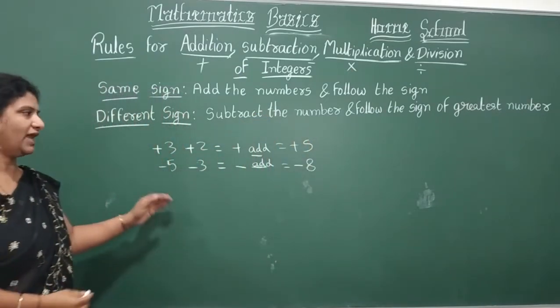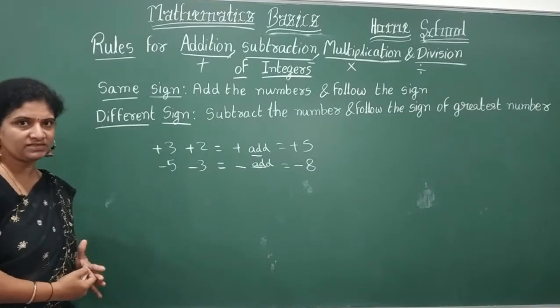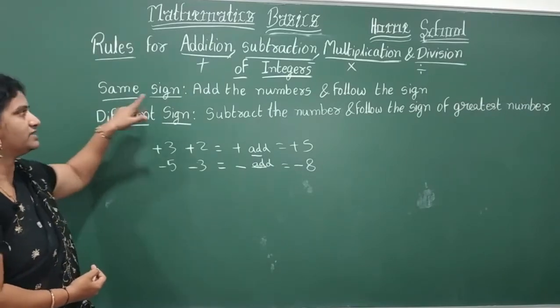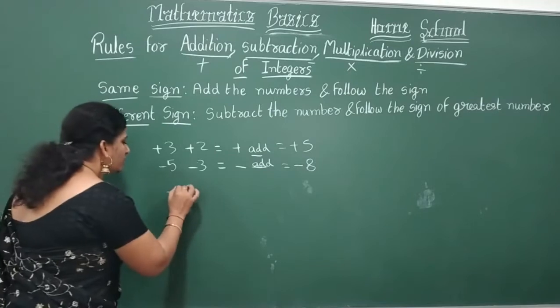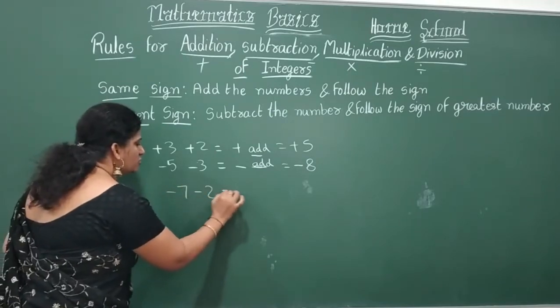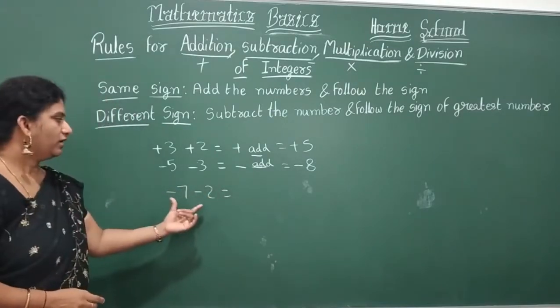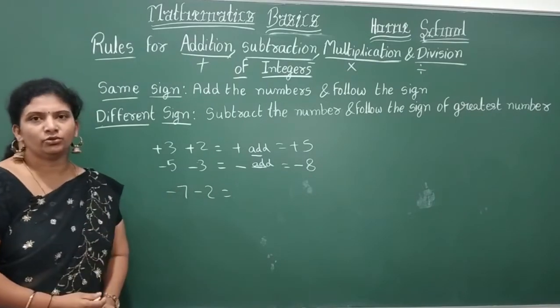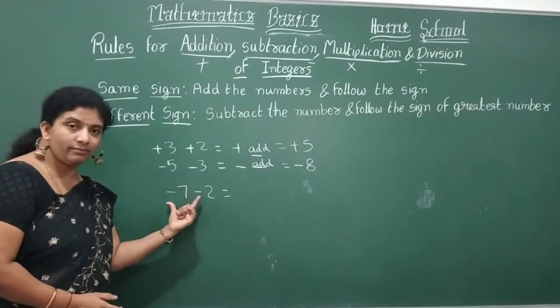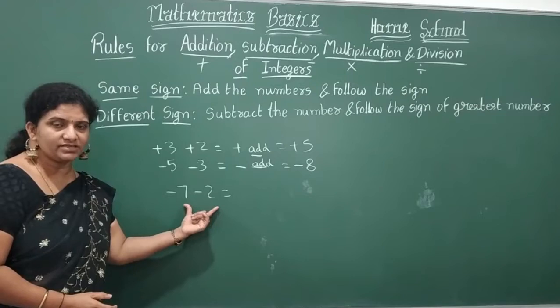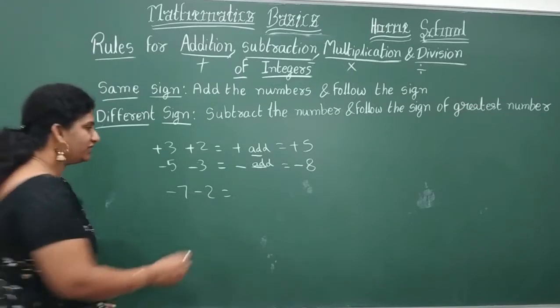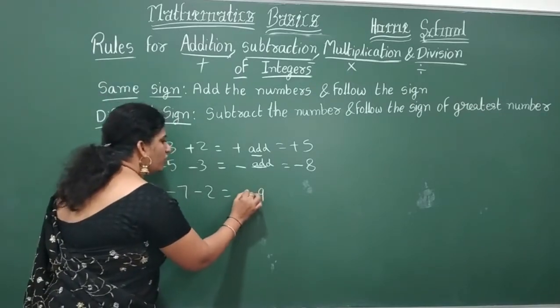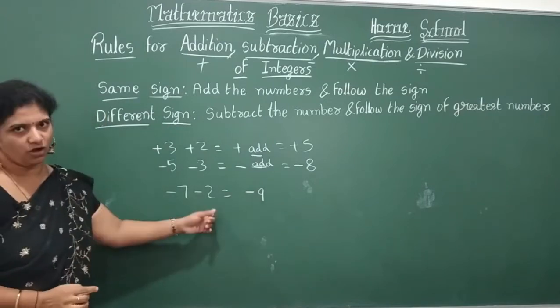Okay. Shall we do some more examples here? This is only for the same sign. So now children, minus 7 minus 2 is how much? What do you need to do here first? Don't bother about the sign. Add the numbers. 7 plus 2 will be how much? 9. Followed with the sign that is common.